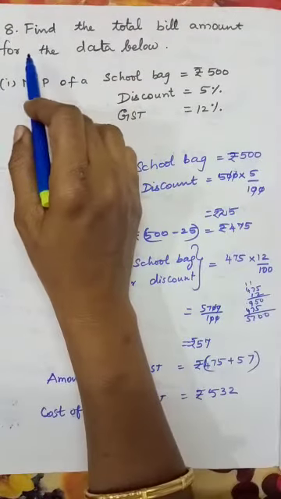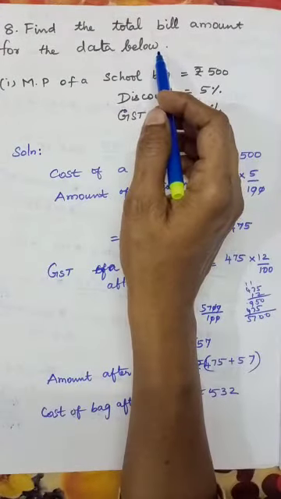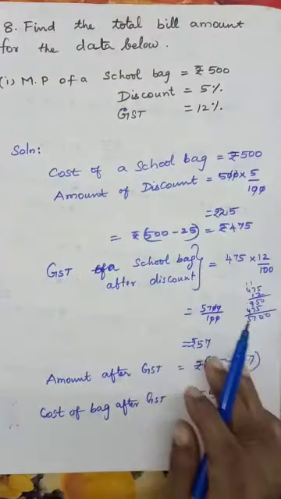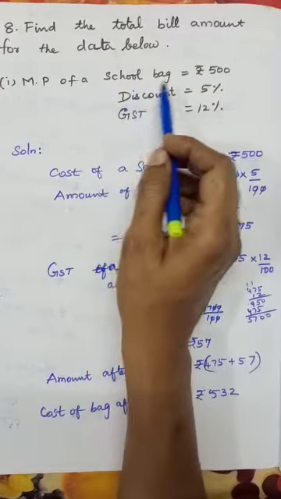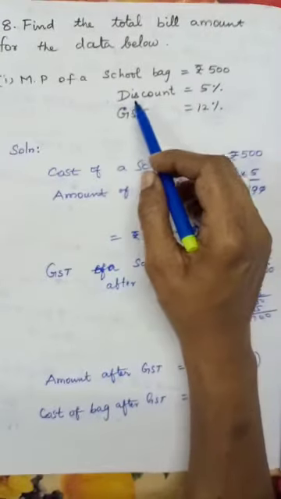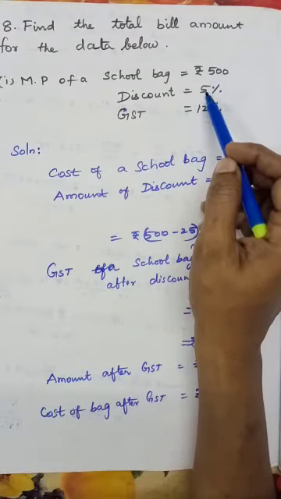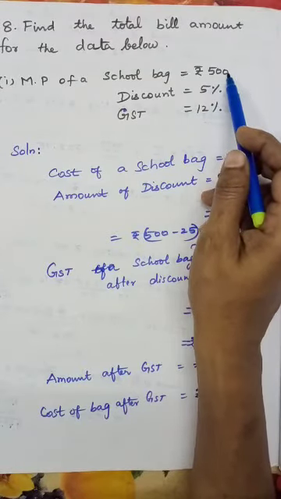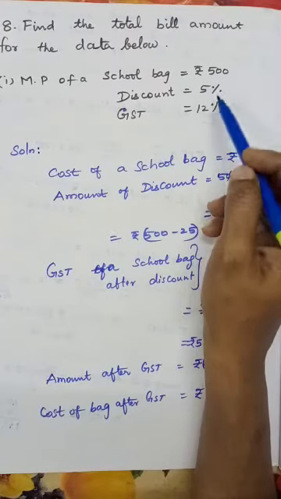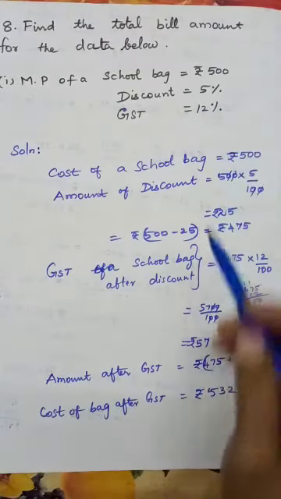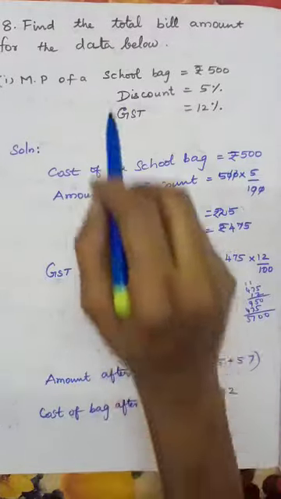Then 8th problem. Find the total bill amount for the data below. Okay. Here also you have to find the total bill amount. MP, marked price of a school bag is rupees 500. Discount 5% and GST 12%. First you have to find the discount and subtract it from this, and for that subtracted money you have to find the GST money and add it to that money. Okay, that is the amount of the bag.